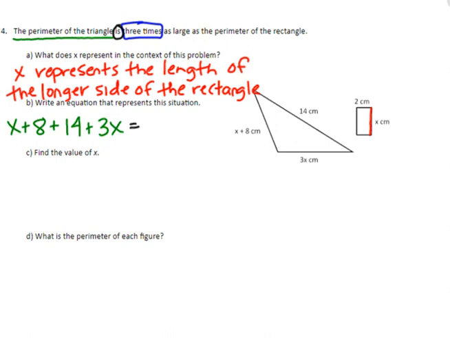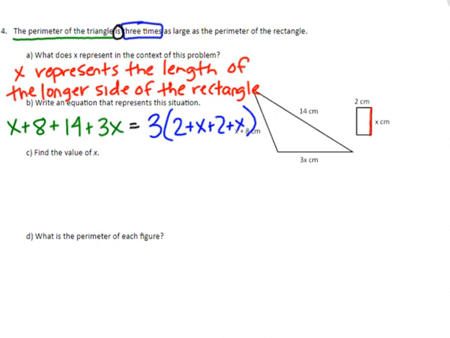Then it says that we need it to be 3 times as big as the perimeter of the rectangle. So I'm going to do 3 times whatever the perimeter of the rectangle is, which in this case would be 2 plus x plus 2 plus x. Again, you might have another way of representing that. Maybe you did 4 plus 2x. It means the same thing. We just need to make sure that we do 3 times that rectangle.